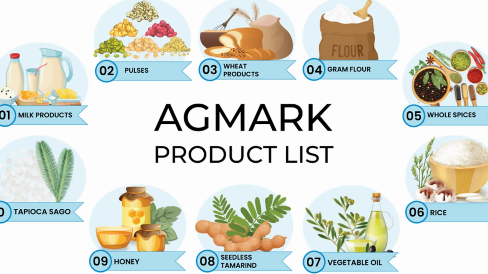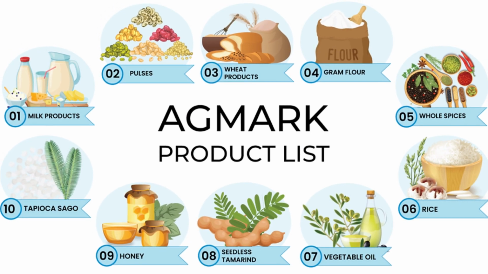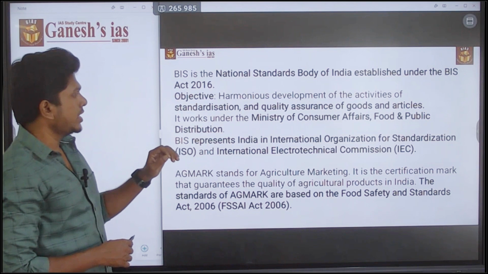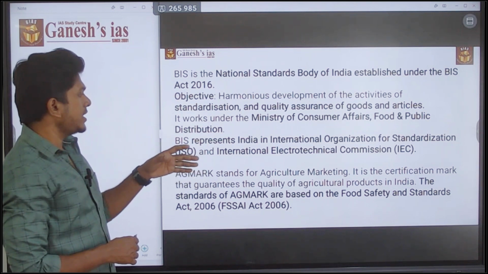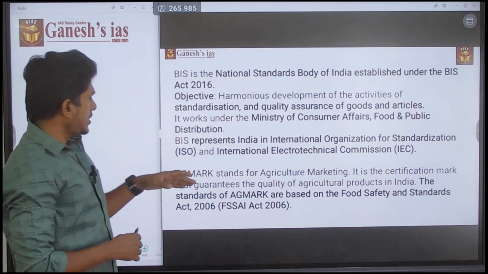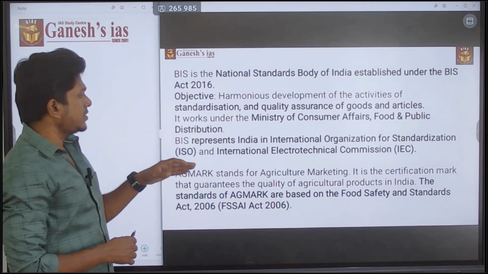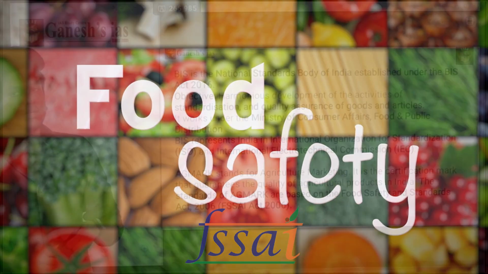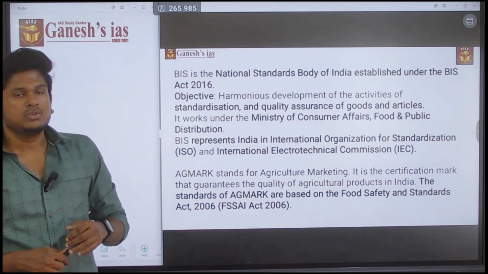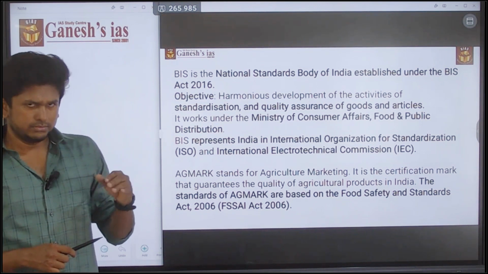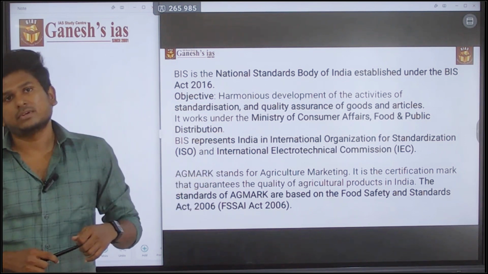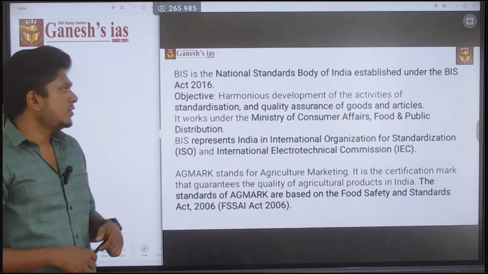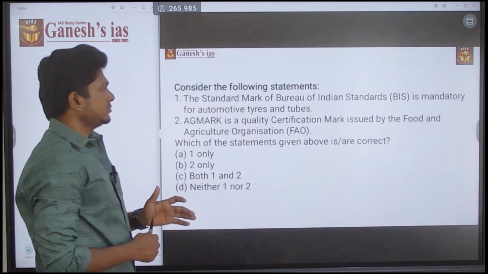What about AGMARK? AGMARK stands for Agricultural Marketing. It is the certification mark that guarantees the quality of agricultural products in India. The standards of AGMARK are based on the Food Safety and Standards Act, the FSSAI Act of 2016. So AGMARK is not given by the FAO, it is actually governed by the FSSAI Act. So this is how you have to eliminate.